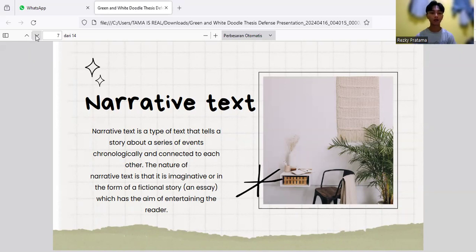The purpose of narrative text, for number one, or the priority purpose, is to entertain the reader, to make readers enjoy this narrative or fiction text.